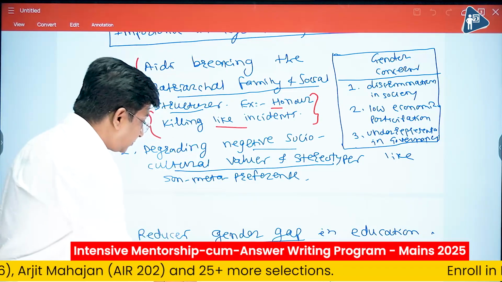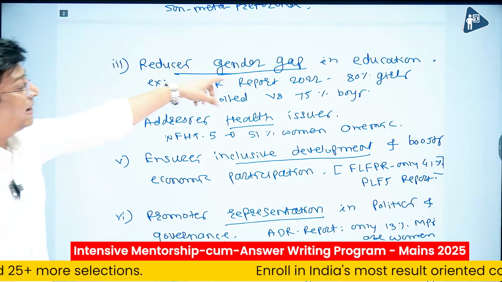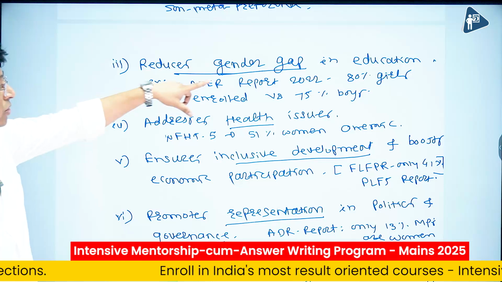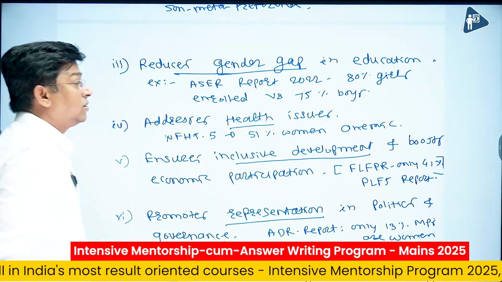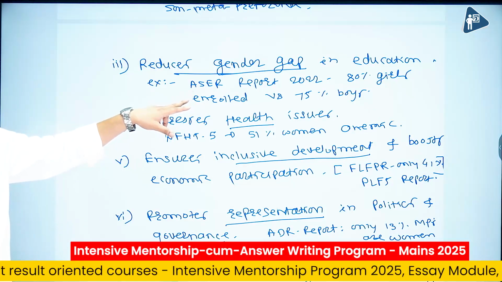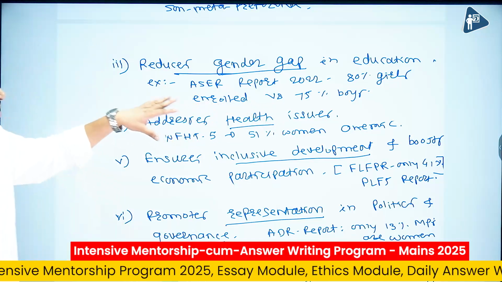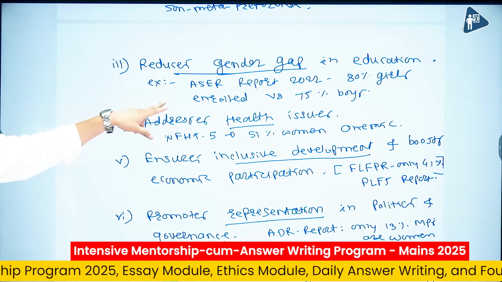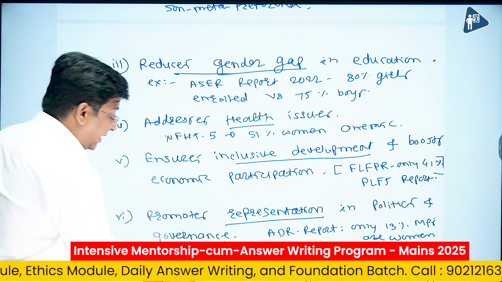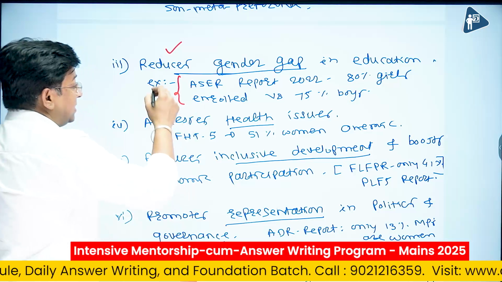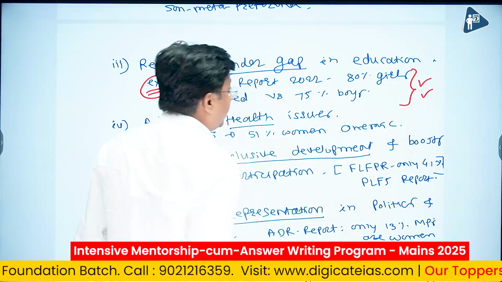Now see, this third point: this will reduce the gender gap in education. Example, the SR report 2022 says now 80% girls are enrolled versus 70% boys. This is the difference made by various government programs which took gender concerns into account. This is what we are going to substantiate in our answer. So when you are writing your main argument, you must substantiate it either through an example or through a report. This is the report data from the SR report.